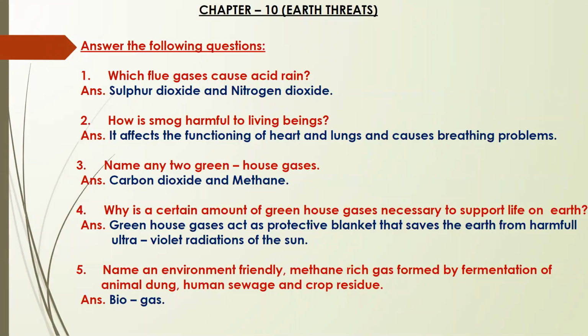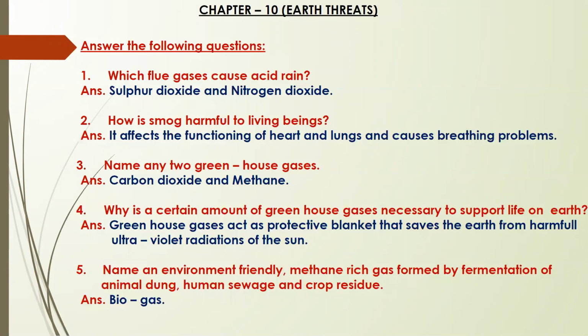Now, this is the last chapter for the UT, chapter 10, Earth Threats. Here also you are given some questions, but these questions are based on the passage given in the book. First of all, read this passage carefully and then you can easily find the answers. I am giving you answers here. First, which flue gases cause acid rain? The answer is sulfur dioxide and nitrogen dioxide.